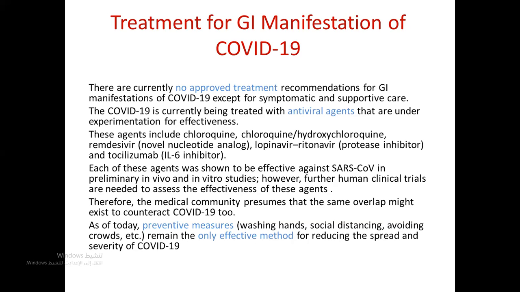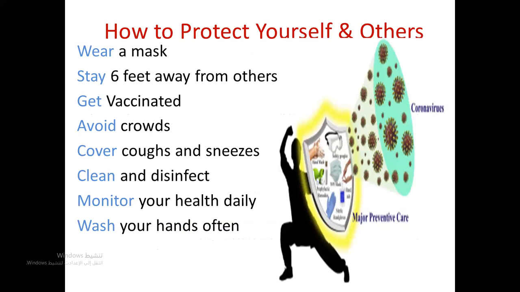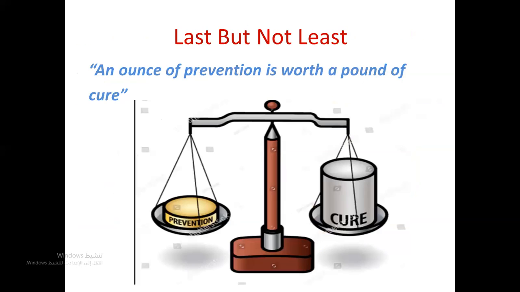هسه نيجي how to protect yourself and others اللي هي يعني نفسها تقريبا الوقاية: wear a mask, stay 6 feet away from others يعني لبس الماسك ويعني الابتعاد 6 أقدام عن الآخرين. Get vaccinated اللي هو اللقاح. Avoid the crowds, cover coughs and sneeze, clean and disinfect, monitor your health daily and wash your hand often. Last but not least, an ounce of prevention is worth a pound of cure.